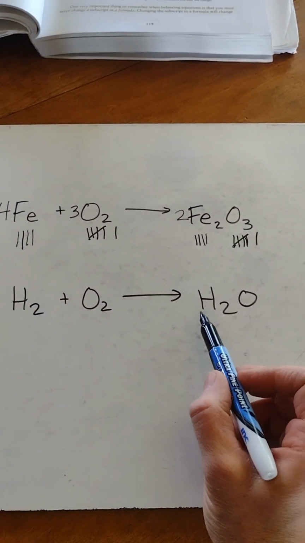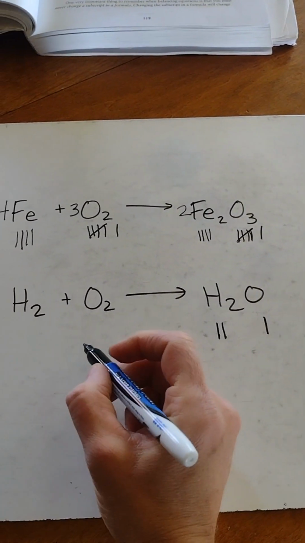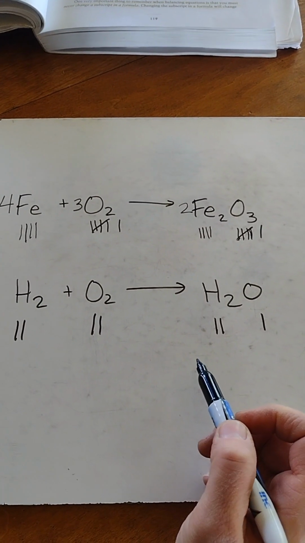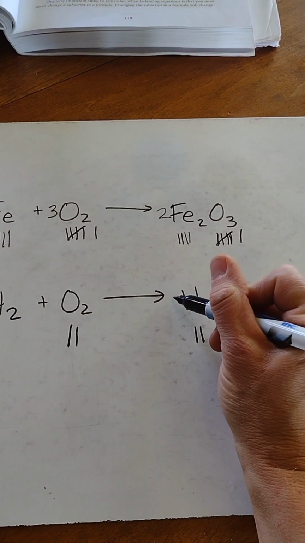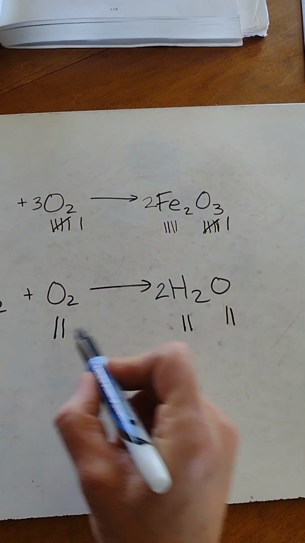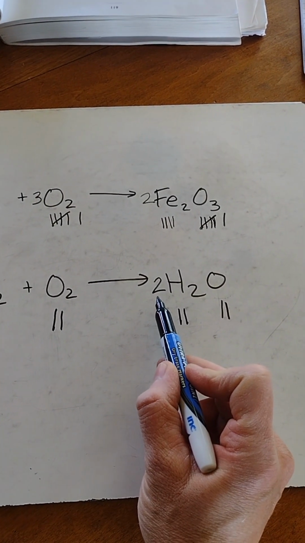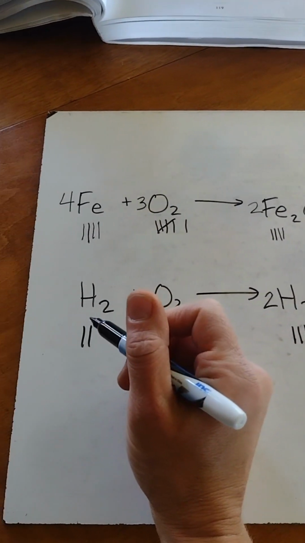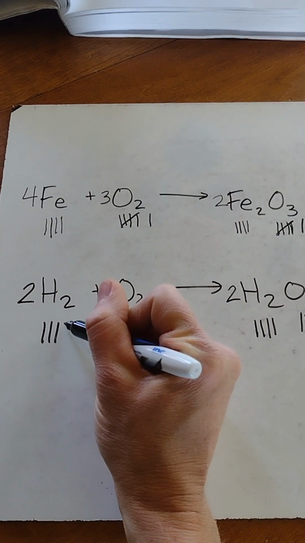This one's pretty simple. There's 2 hydrogens here, 1 oxygen here. There's 2 oxygens here and 2 hydrogens here. The hydrogens are already balanced, and then we need to balance the oxygens, so we put a 2 here. And so then we have 2 oxygens. That balances the oxygens. And now we need to go back and fix the hydrogens. So we have 2 times 2 is 4 now. And so we're going to have to put a coefficient right here. And that makes 4 here.